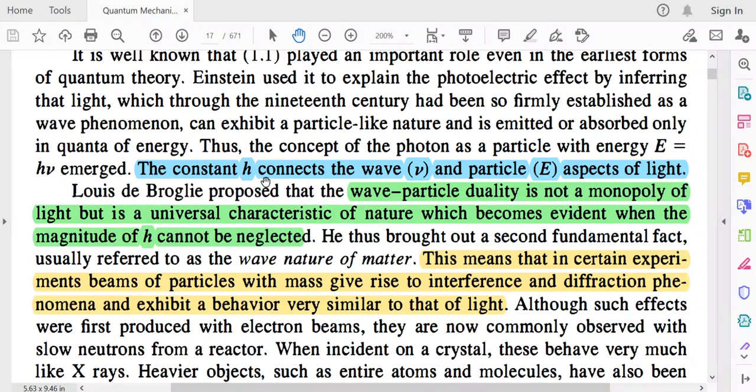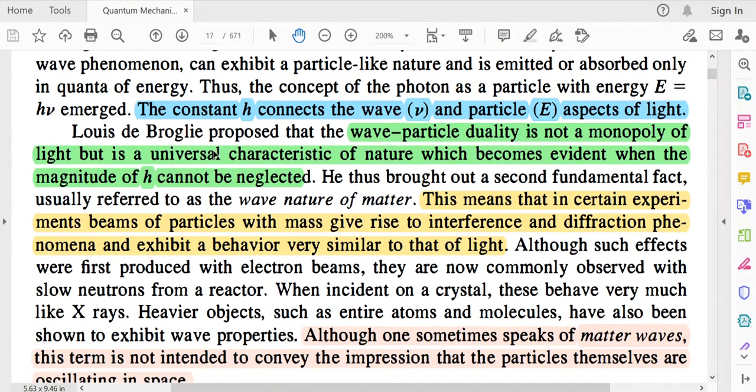So, the constant h connects the wave and the particle. Wave means nu, a particular frequency, and the particle has a particular energy E. So here the importance of the constant h is that it connects the wave and particle aspects of light. This is another importance of h. The first importance has already been discussed in the beginning of the lecture. This is another importance of the constant h, that it connects the wave and particle aspects of light.